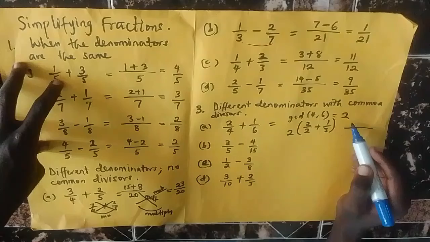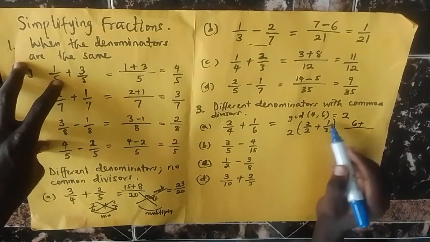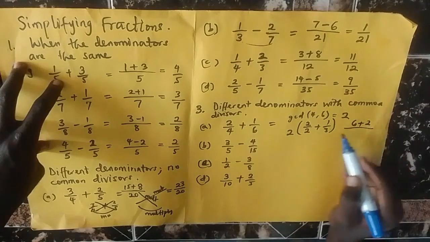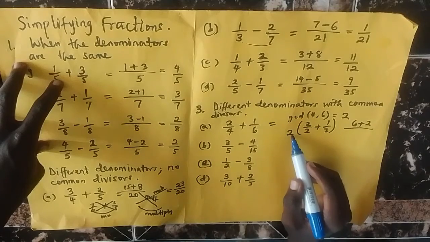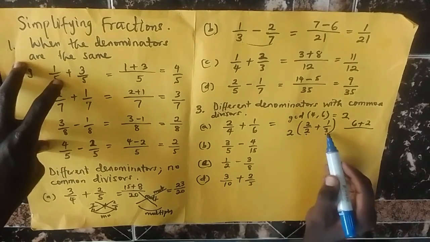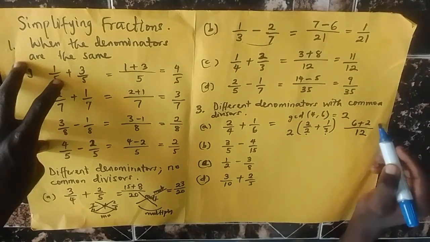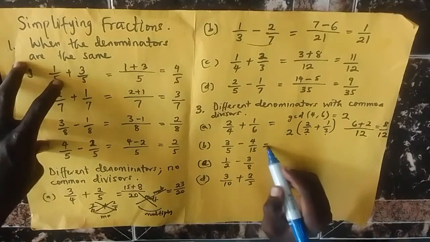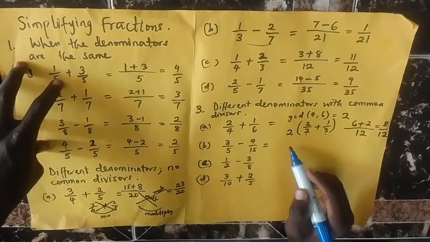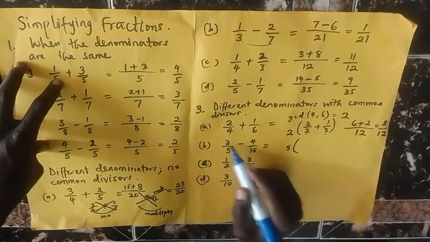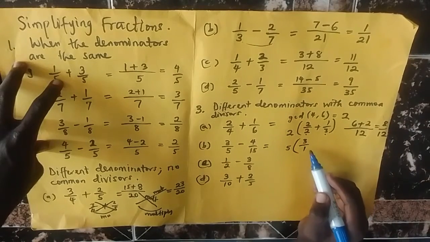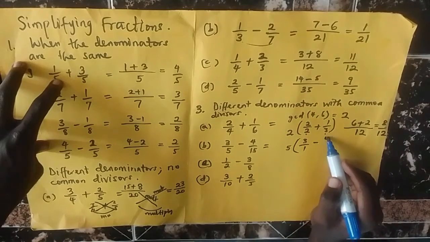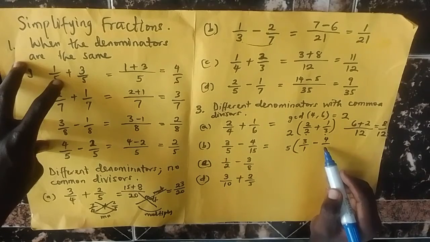3 times 2, 6 plus 2 times 1, 2 over, then you multiply everything. 2 times 2, 4 times 3, 12. And then you have 8 over 12. And this one, the GCD is 5. Bring out the 5. And then you have 3 over 1 minus 4 over 3.